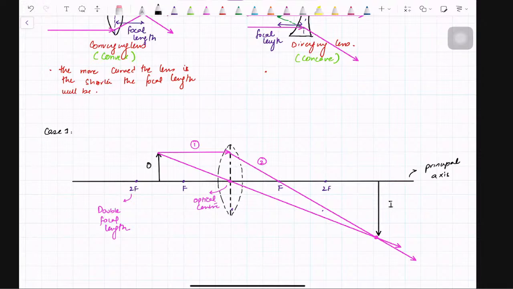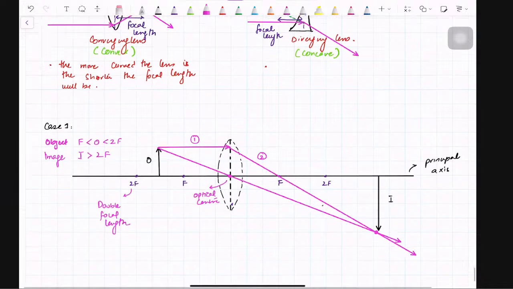Do you understand this? Yeah. So what we've done is, the object is basically placed greater than F and less than 2F. Do you understand? Yes. And the image that is formed is greater than 2F, which means beyond 2F, like that.